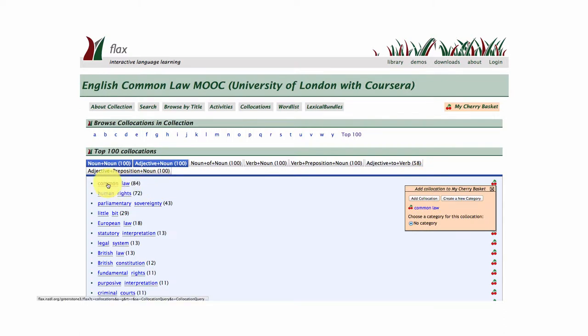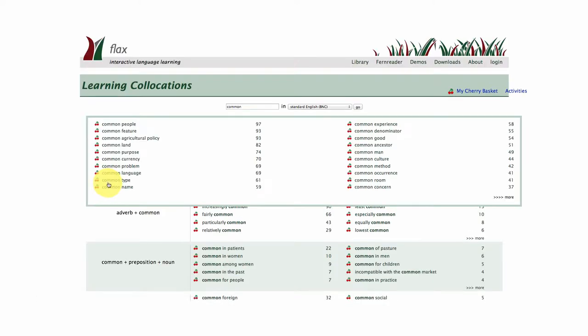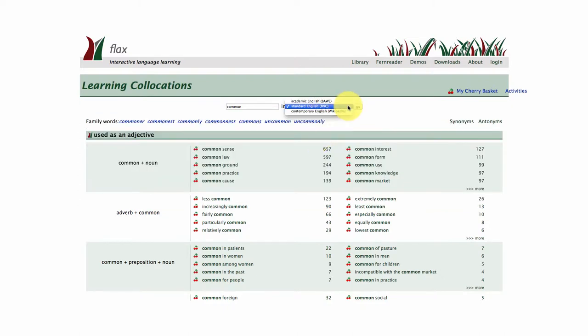Or you can go to a larger database within the FLAX project called the Learning Collocations collection. And you're going to see how the word common collocates with other words in larger collections of language. Here we've got the British National Corpus of 100 million words. We've got other corpora in there as well. And you'll see, actually, within the British National Corpus, that the expression, the collocation, common law occurs 597 times. So within British English, this is a very frequent phrase.